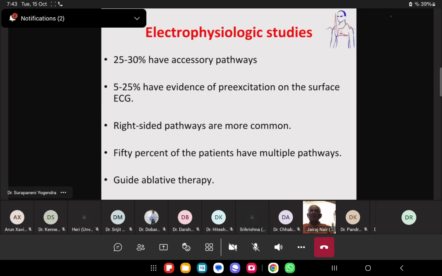Electrophysiological studies: 20 to 30% have accessory pathways. 5 to 25% have evidence of pre-excitation on the surface ECG. Right-sided pathways are more common. 50% of the patients have multiple pathways. Guided ablative therapy can be undertaken.